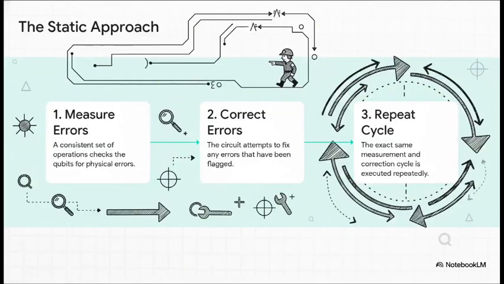Think of it like a security guard on patrol who walks the exact same route every single hour, no matter what. The circuit checks for errors, fixes them, and then boom, right back to the start of the same cycle. And you know, that repetition does provide stability. It was the key to proving that QEC could even work in the first place.